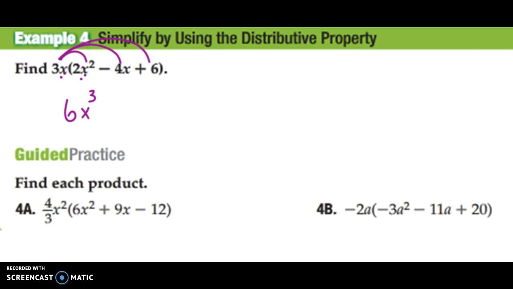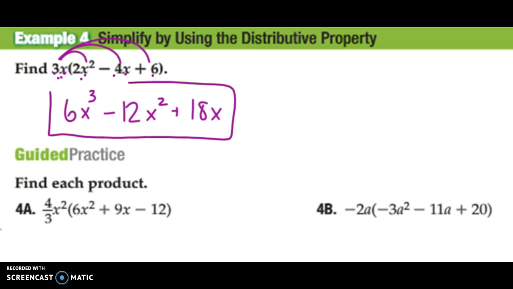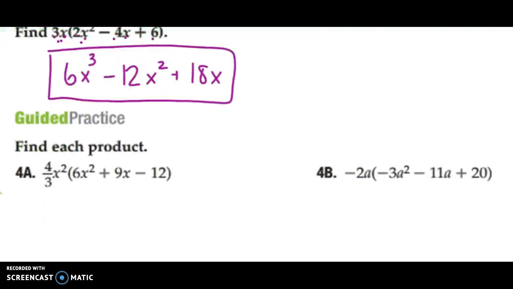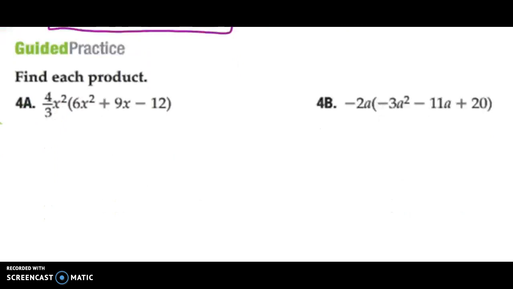Then I have 3x times a negative 4x. Well, 3 times negative 4 is negative 12. And x times x, 1 plus 1 is x to the second. And finally, the last one, 3x times a positive 6 would be positive 3 times 6 is 18, and the x just takes along. So I can again use my distributive property to simplify. Here's a couple guided practice problems that you can try.